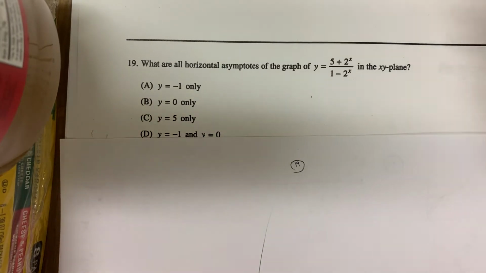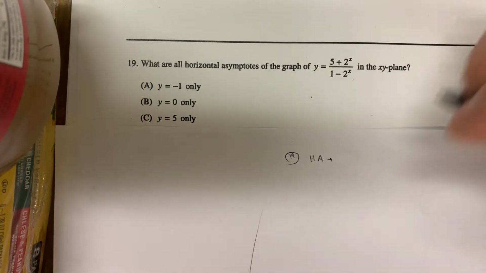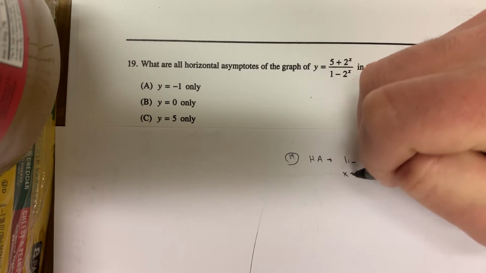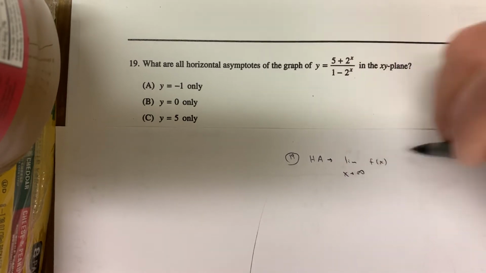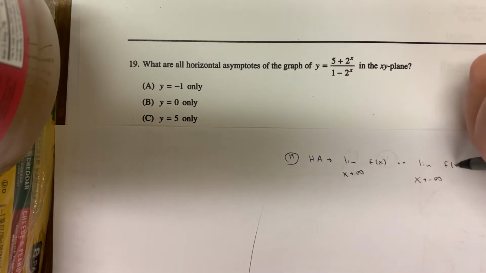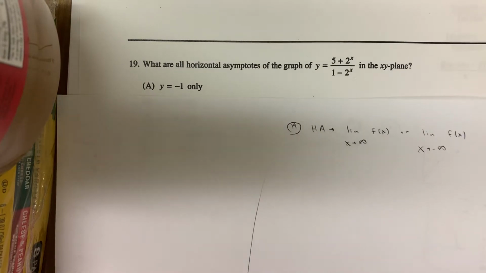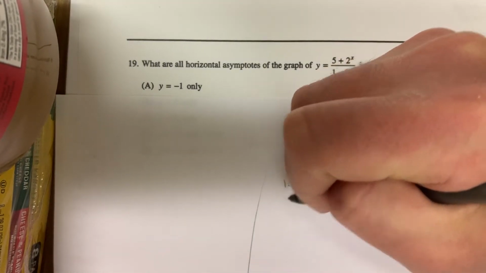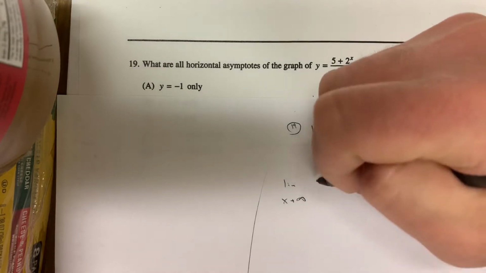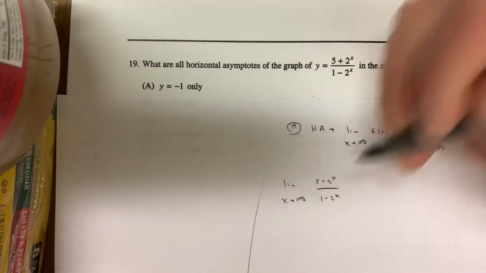But horizontal asymptotes, remember horizontal asymptotes, that's the end behavior of a function. End behavior, that's the limit as x approaches infinity of the function, or the limit as x approaches negative infinity of the function, which a lot of times is no difference, right? Polynomial function, rational function, pardon me, polynomial too, no difference as x approaches positive infinity or negative infinity. But there is here, okay, the limit as x approaches positive infinity of (5 plus 2 to the x) over (1 minus 2 to the x).